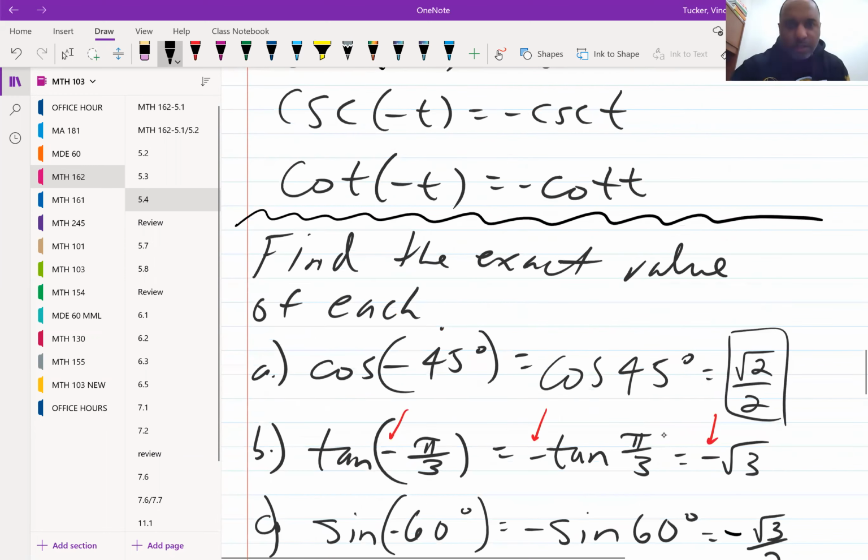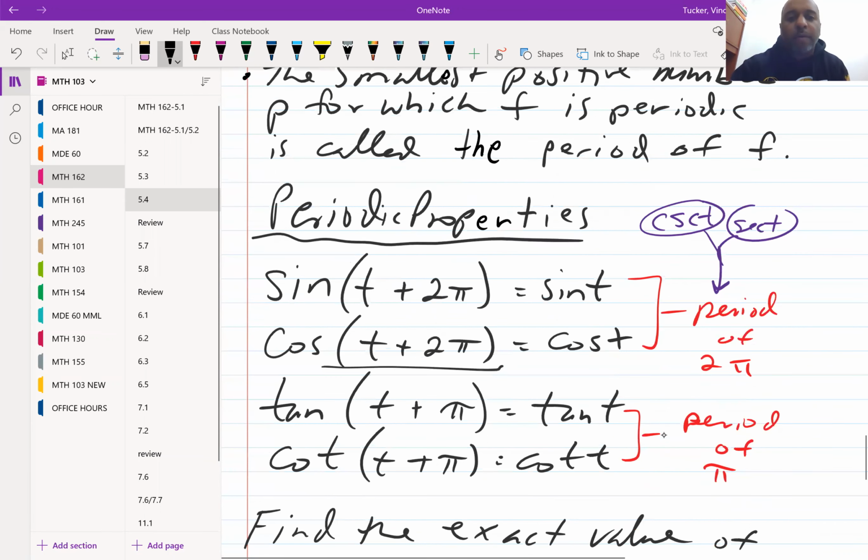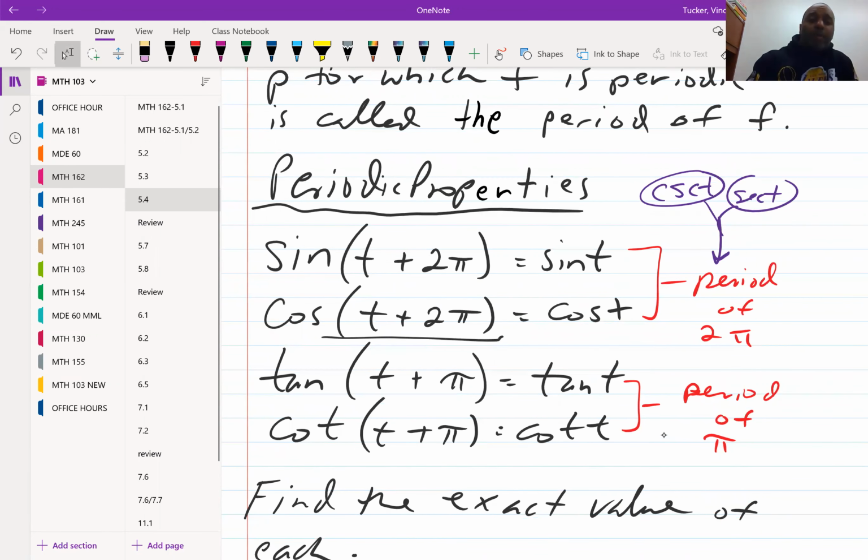Let me go back. Oh, the range. Never mind. I was thinking about something else. Okay. But sine and cosine have the same period, a period of 2 pi. Tangent and cotangent have a period of pi.